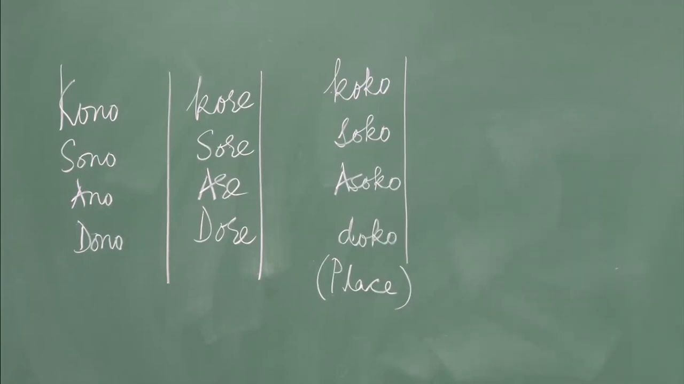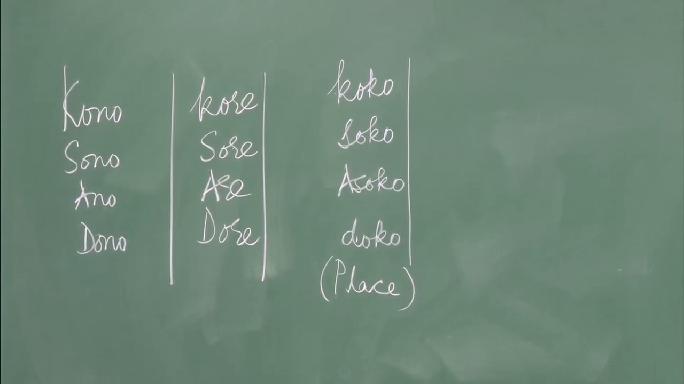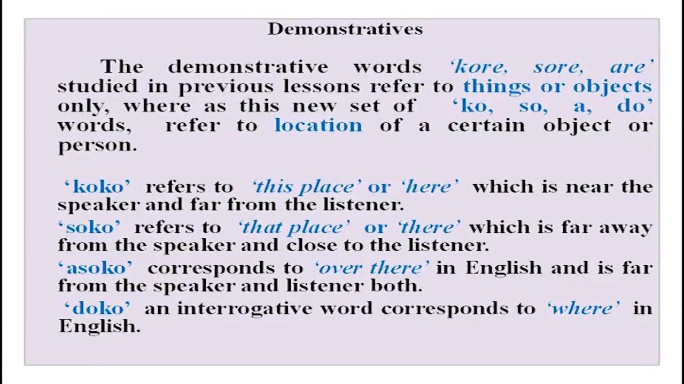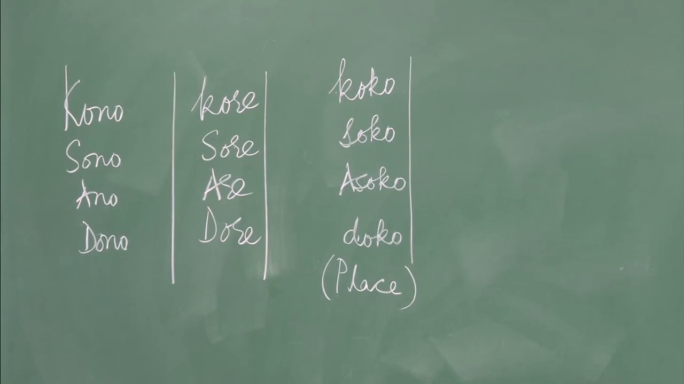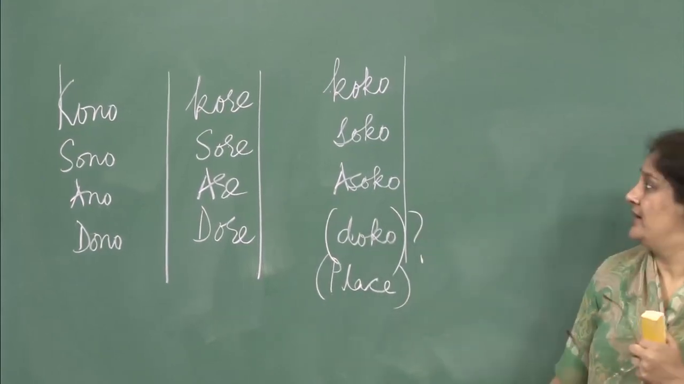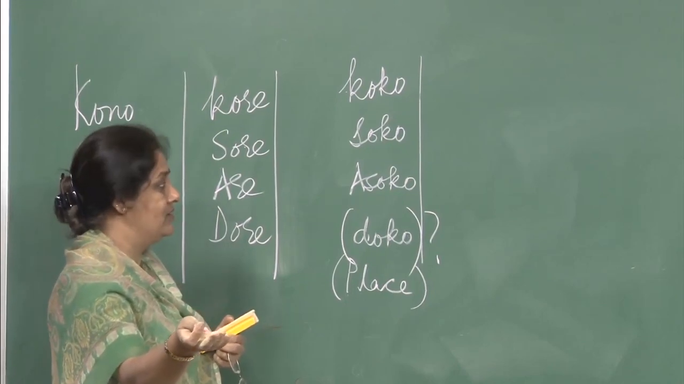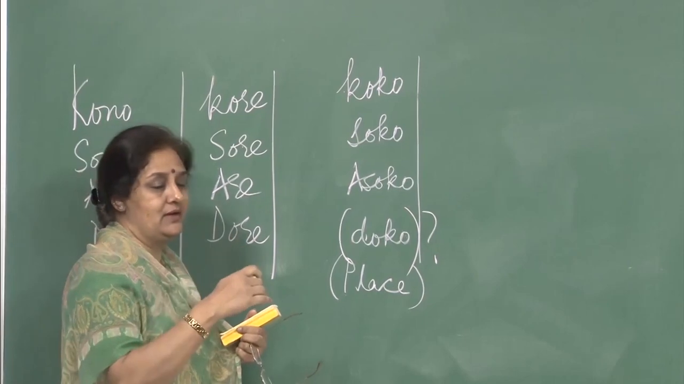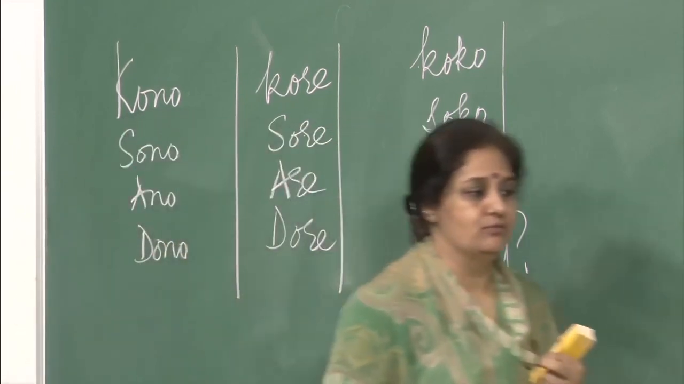Place marker is doko. Showing location is koko, soko, asoko and doko. So, how will you tell a person is over there? So, koko means here, where the person is, where the speaker is, over here, at this point, at this place. Soko is where the listener is, or you could say it is far away from where the speaker is. Then asoko is again far away from the listener as well as the speaker. And then we have doko, which is a question word, which means where.